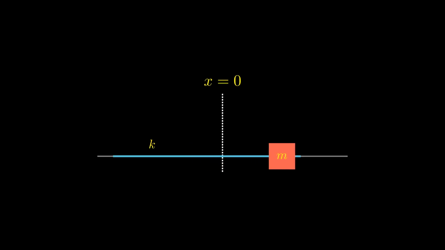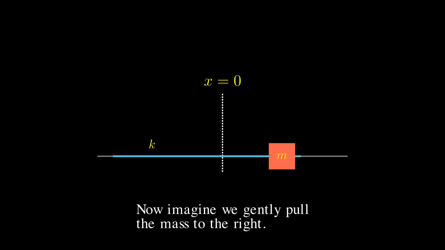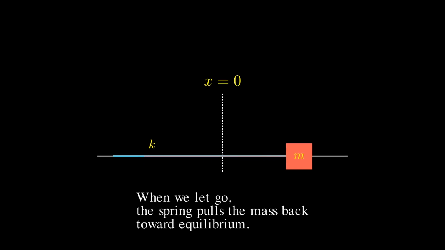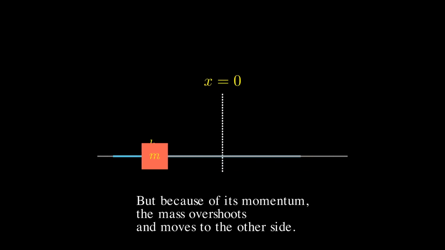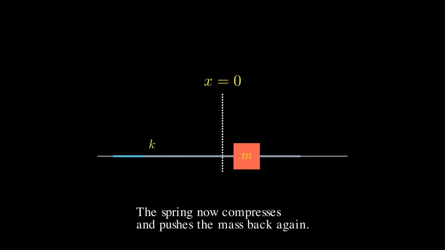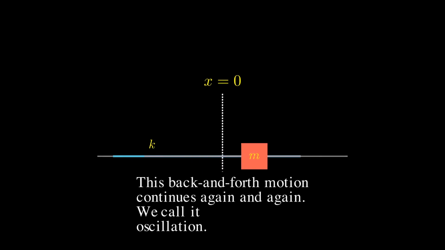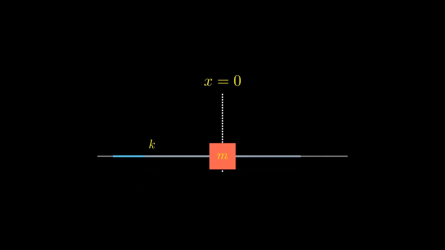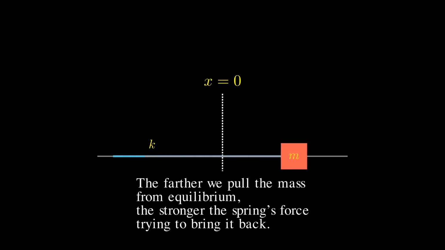Now imagine we gently pull the mass to the right. By stretching the spring, we move the mass away from the equilibrium position. When we let go, the spring pulls the mass back toward equilibrium. But because of its momentum, the mass overshoots and moves to the other side. The spring now compresses and pushes the mass back again. This back and forth motion continues again and again. We call it oscillation. Specifically, this is simple harmonic motion where the restoring force is proportional to displacement. The farther we pull the mass from equilibrium, the stronger the spring's force trying to bring it back.